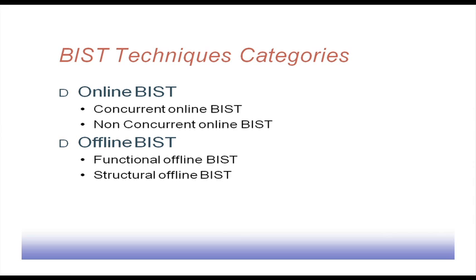So, if we try to see the categories of BIST, which is the full abbreviation of built-in self-test, they can be classified broadly into two categories, online BIST and offline BIST. Online BIST means that when the system is on, at that time it is going to test the system. The testing is done concurrently while the system is on.